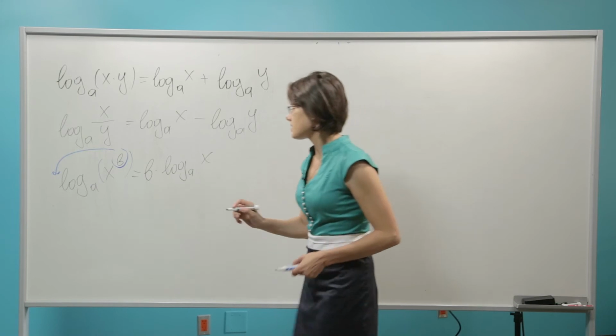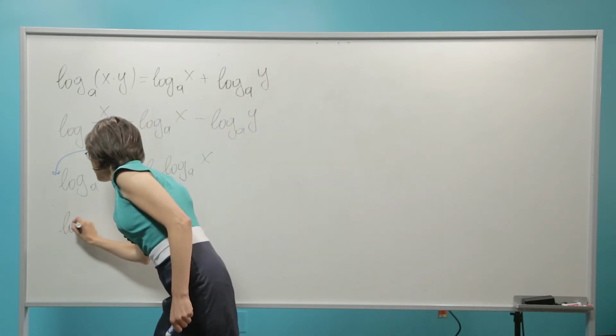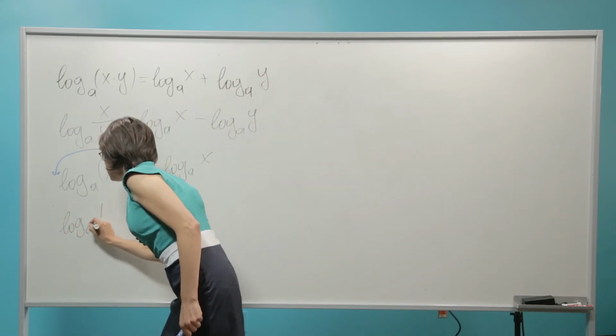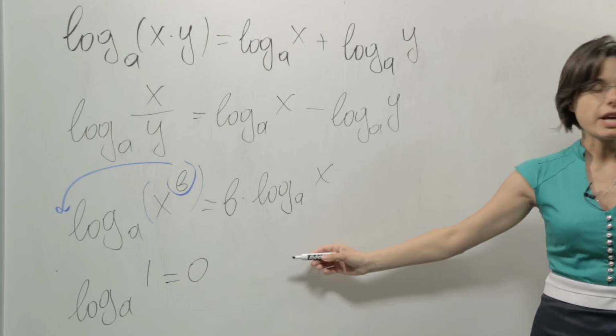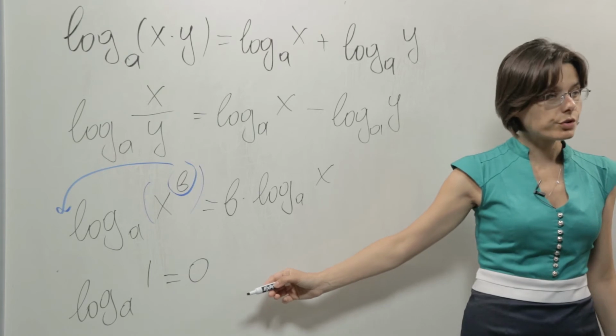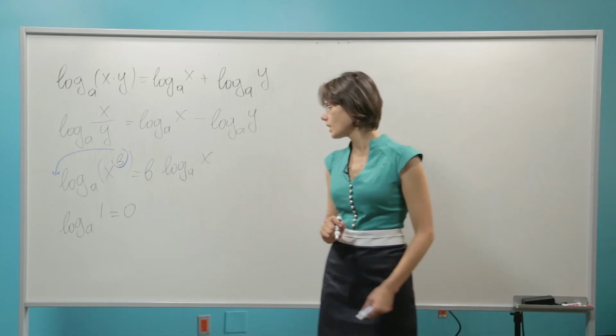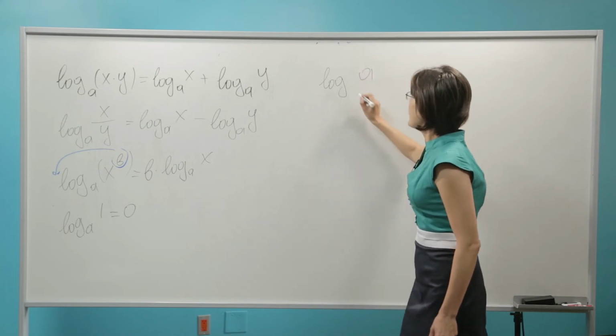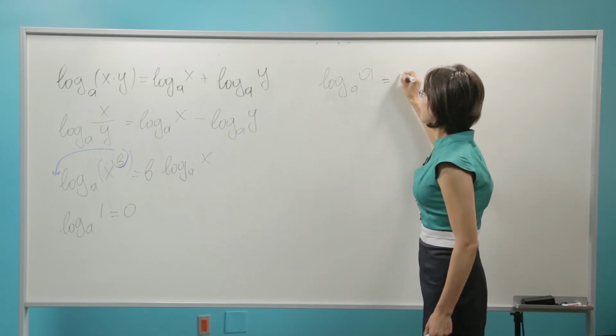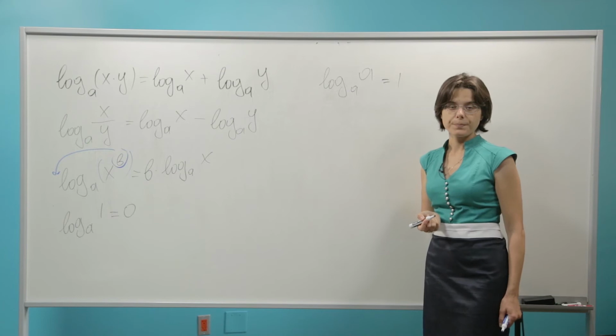Another property is that logarithm of 1 with any base is always equal to 0. It's because any logarithmic function passes through the point (1, 0). Also, if we have logarithm of a with the same base a, it's just equal to 1.